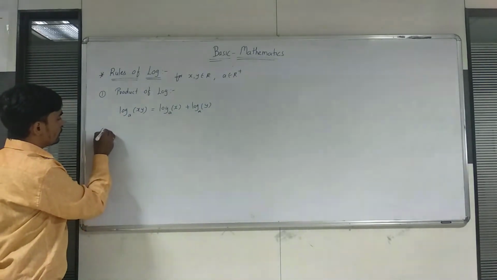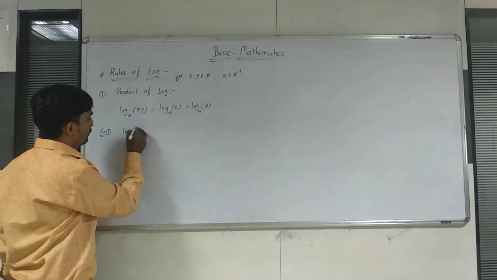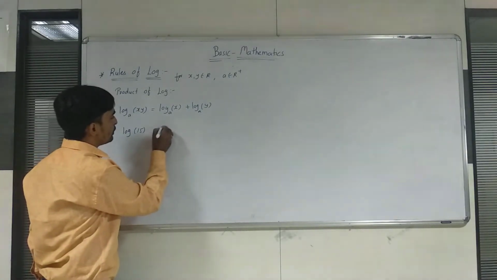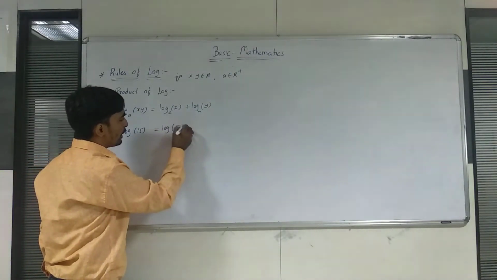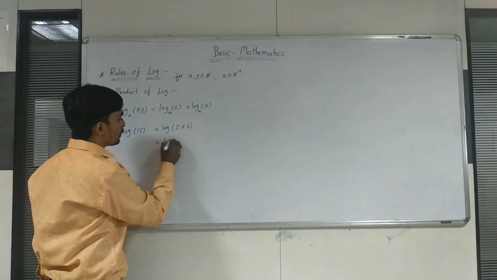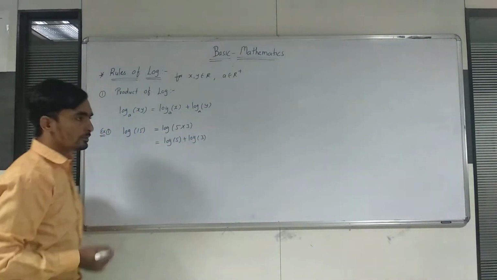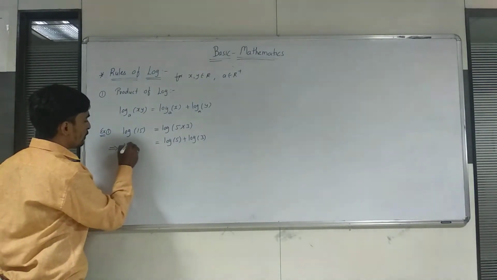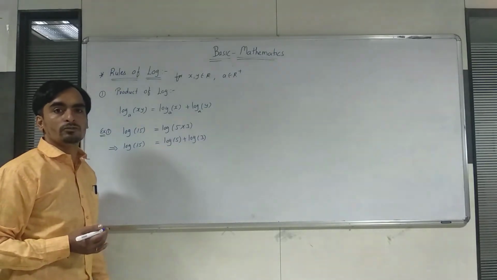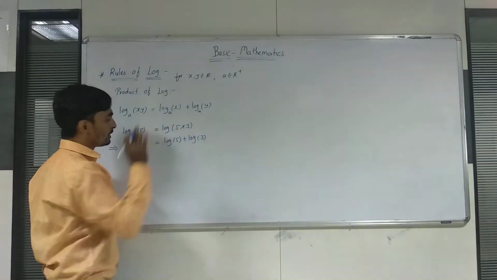Example. Log of 15. How can you write this? Log of 5 into 3 or 3 into 5. You can write this as log of 5 plus log of 3. At base nothing, right? So it is common log. You can write this way also.